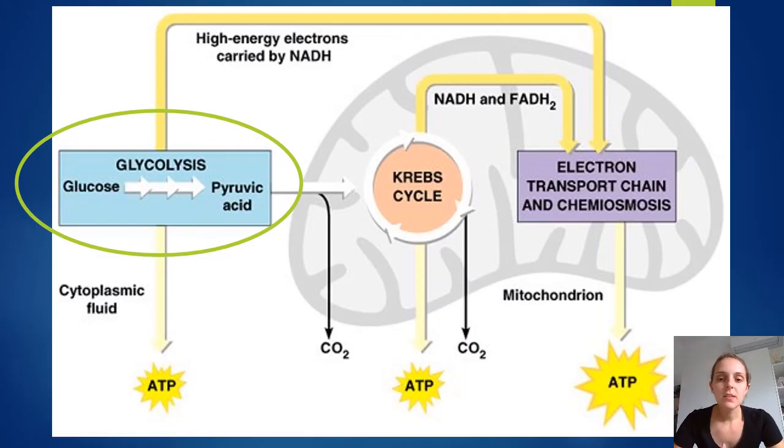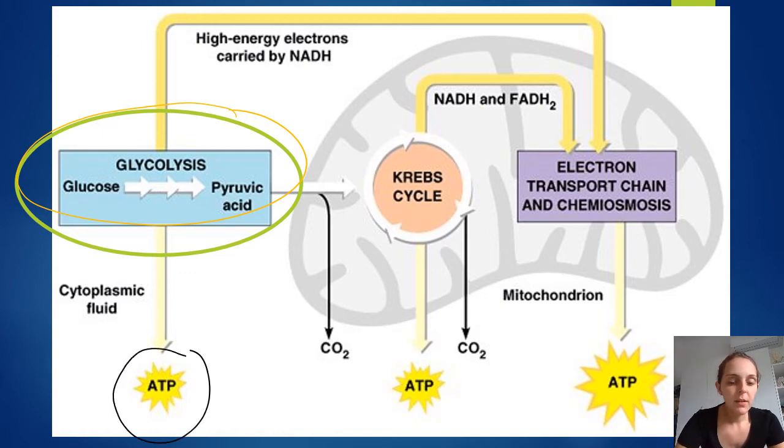All right, so to take us back to where we currently are in the process, we've now looked at this bit in the green circle. So we've looked at glycolysis. In summary, we've got glucose going to pyruvic acid. We have released some ATP for use by the cell, and we have released some NADH, which is going to come back and greet us again in the electron transport chain.